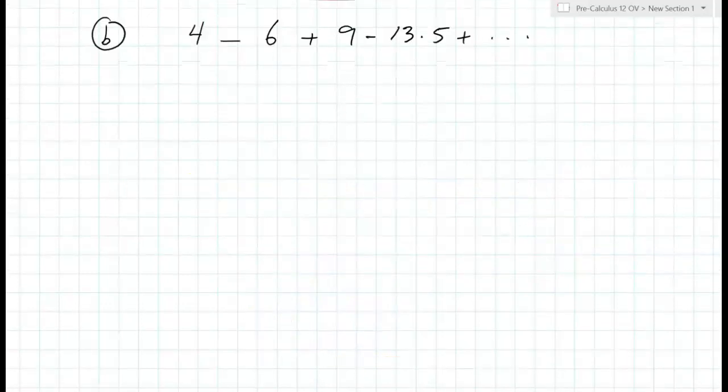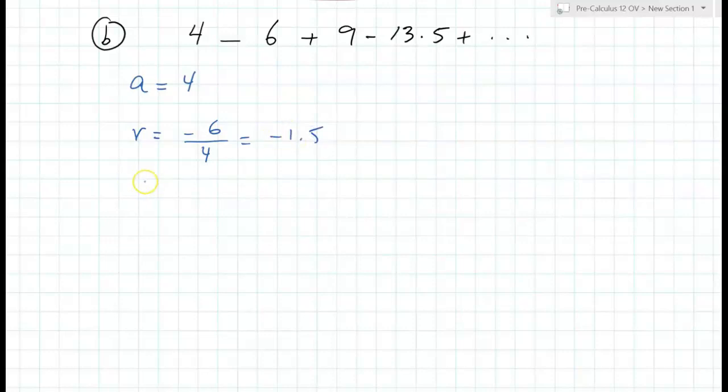Okay, let's look at this example. Infinite geometric series. So let's write up the information that we have. Your first term is 4. Very good. What is your second term? Well, the second term is minus 6. So what is the common ratio? Remember, you just divide. Minus 6 divided by 4 will give you the common ratio. So in this case it will be negative 1.5.